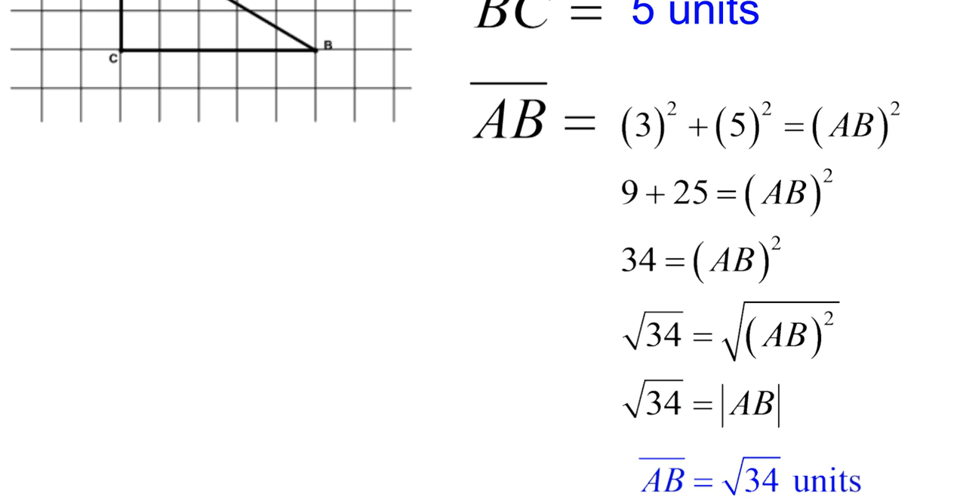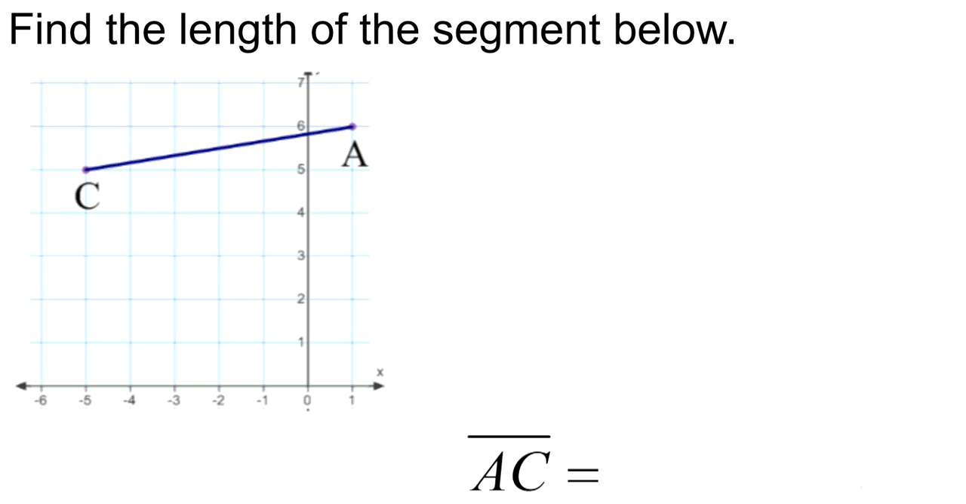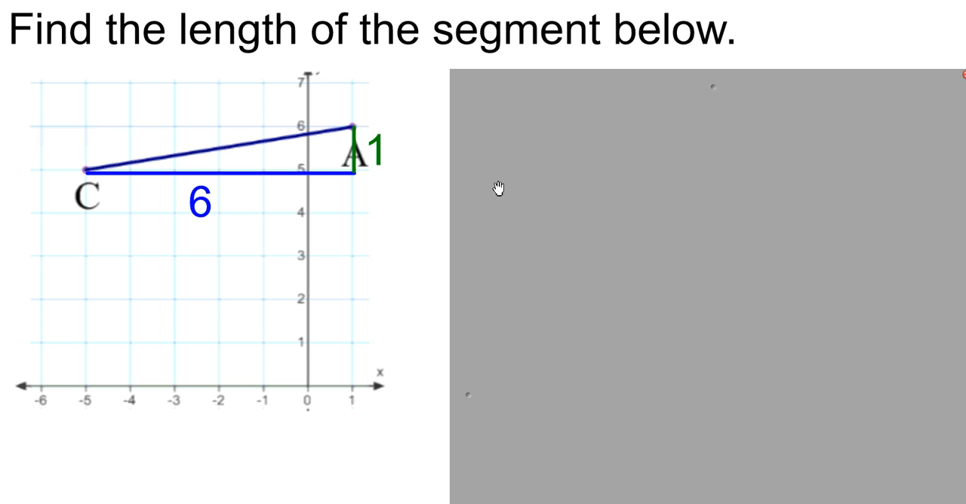So let's see if we can find some other lengths. Here we want to find the length of our segment AC. And so if we notice, it's not a vertical segment, it's not a horizontal segment, but we could kind of envision a vertical and horizontal segment there to make a right triangle, make it similar to our warm-up. So if we drew those in, we'd have a vertical segment of 1, a horizontal segment of 6, and that's forming our right triangle. We could implement the Pythagorean theorem for that as well.